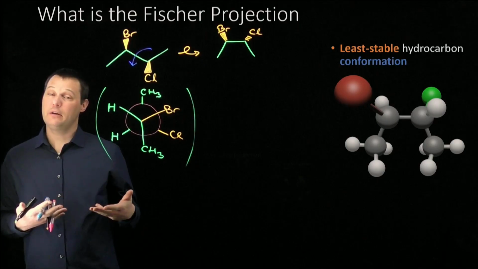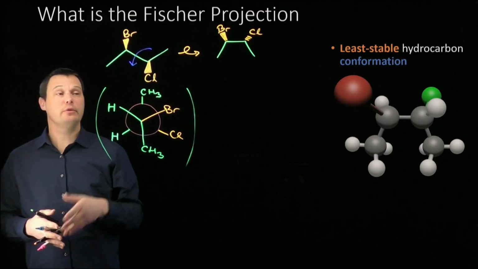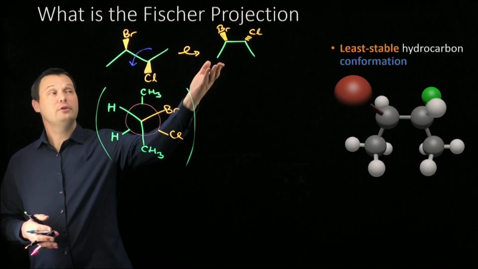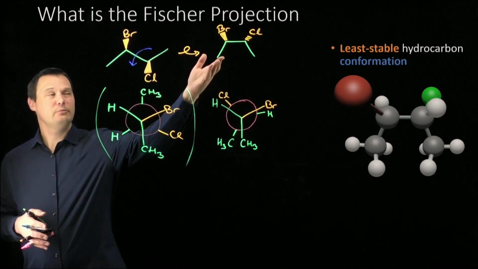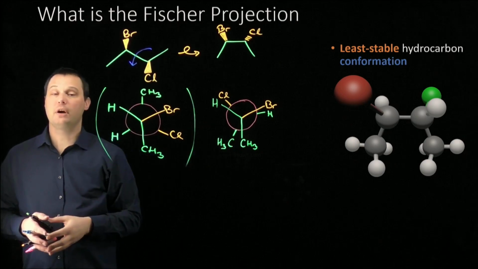This isn't a video on how to draw Newman projections or how to do bond angle manipulations, but if you'd like a review on both of those, I have playlists for both of those topics that I'll link to in the description below. We can confirm this is the least stable conformation by drawing its Newman projection. This bond-rotated version is the least stable Newman projection because the 2 largest groups are eclipsed to each other.